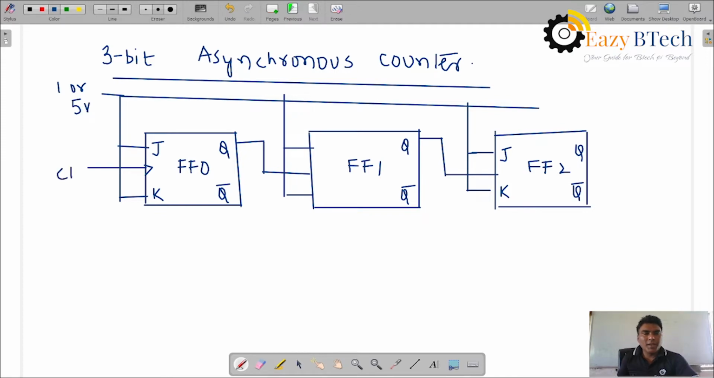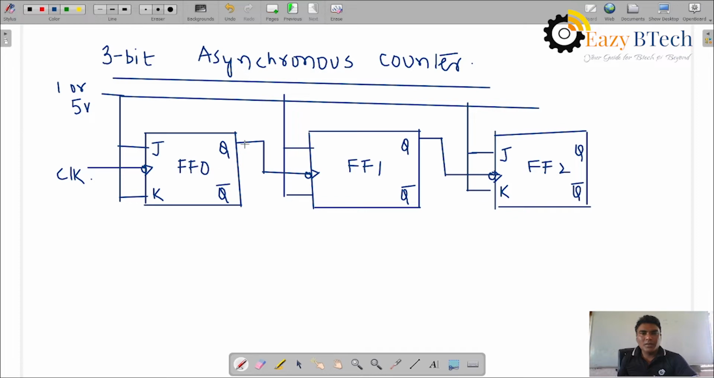At the clock input we are applying a clock signal. The first clock pulse is applied to the first flip flop. For the second stage, FF1, the output of the first flip flop acts as a clock to the next one, as a clock to the next stage. So these are the three flip flops designing a 3-bit counter.